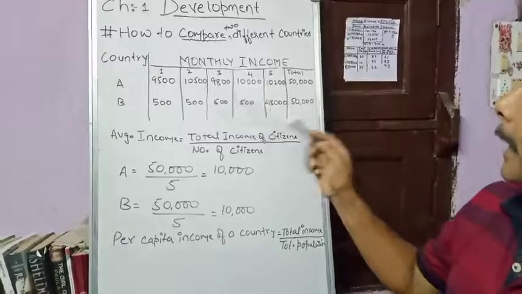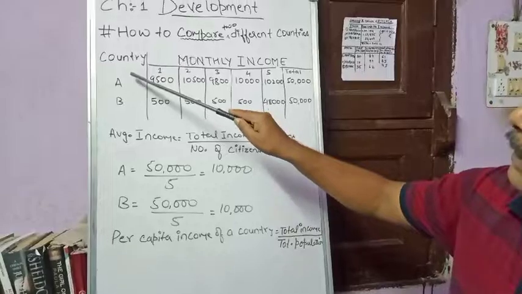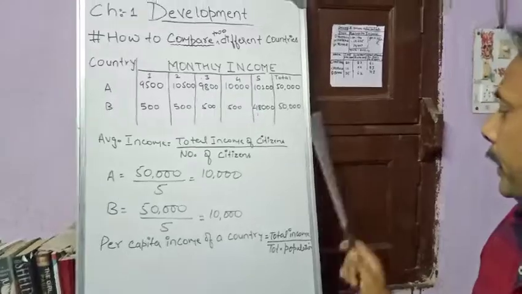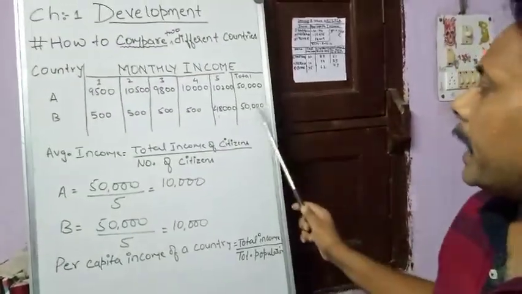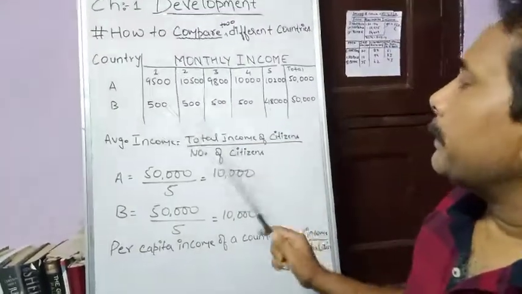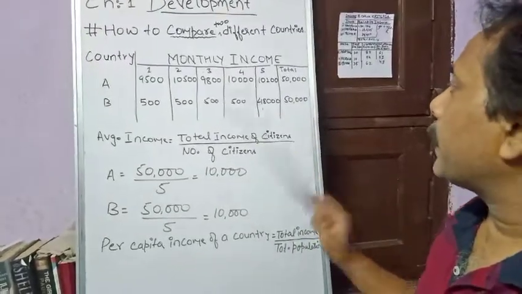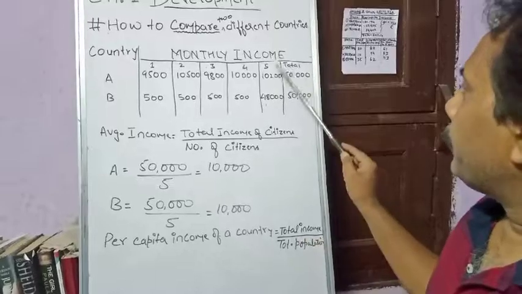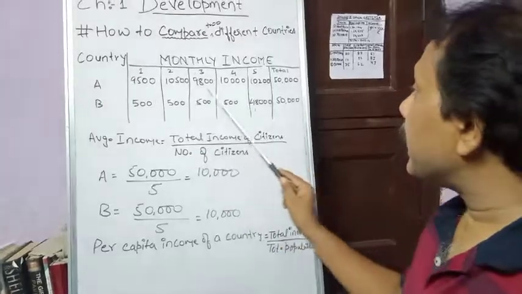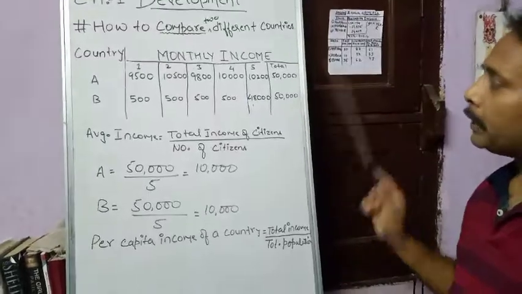Here I have taken only 5 citizens of two countries. There are two countries, country A and country B, and their monthly income is already taken. I told you annual figures earlier, but here I am going to discuss on a monthly basis. The first citizen's income is 9,500, second one 10,500, third one 9,800, fourth one 10,000, fifth one 10,200. If we add the income of all 5 citizens, the total income becomes 50,000.